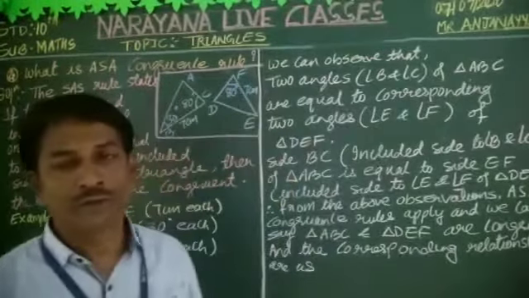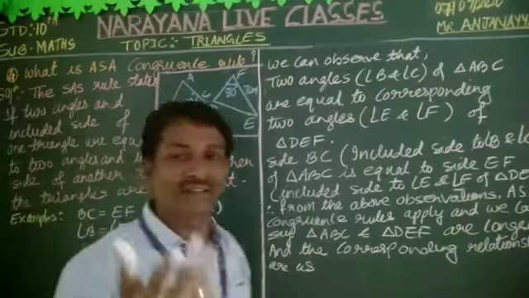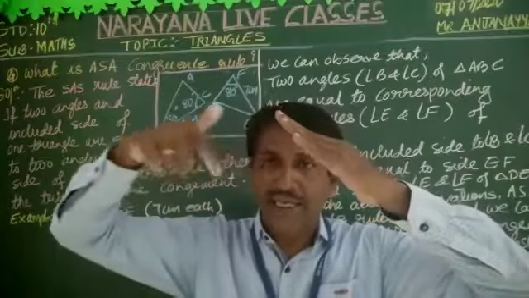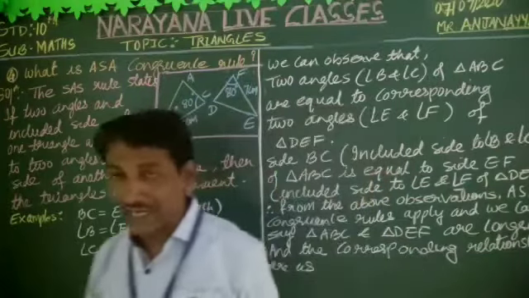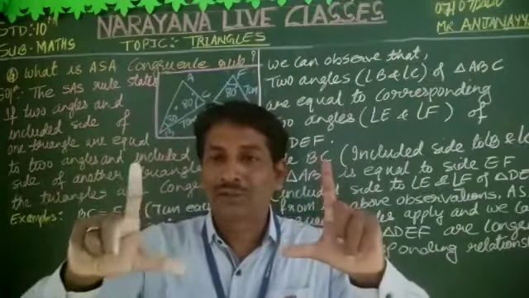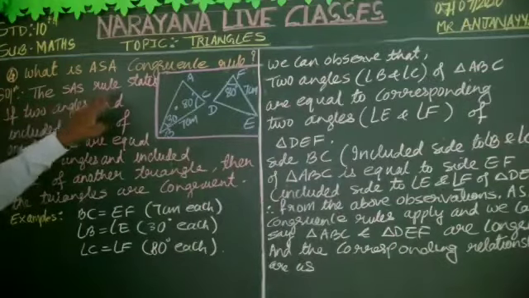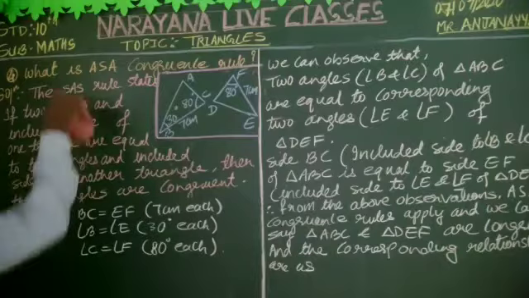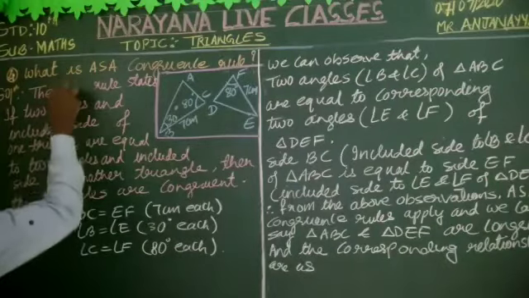Now coming to the fourth question. Last time we learned about the SAS test, in which there are two sides and the included angle. Now here it is the ASA test, that means two angles and the included side. Here we are going to explain about ASA.